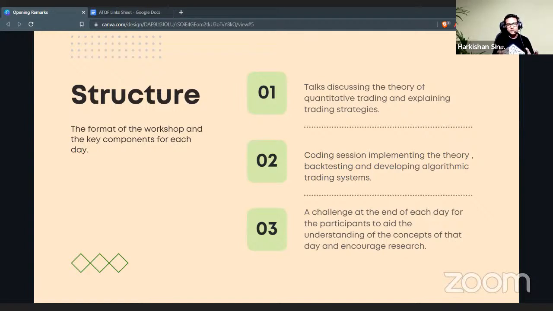The second thing is coding sessions. Coding sessions involve things like backtesting and developing an algorithmic strategy, which cannot be done using theory alone. You need to learn what's going on in practice. Theory and practice are two different things in this field, because whatever happens in theory doesn't necessarily reflect in practice. So you need some hands-on coding experience to develop a trading strategy.